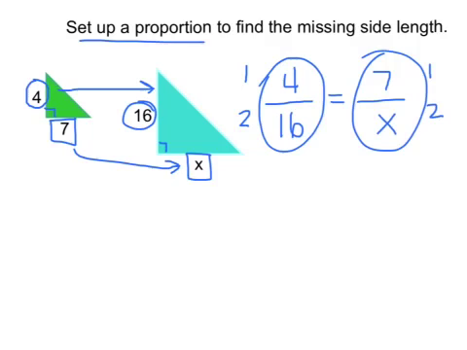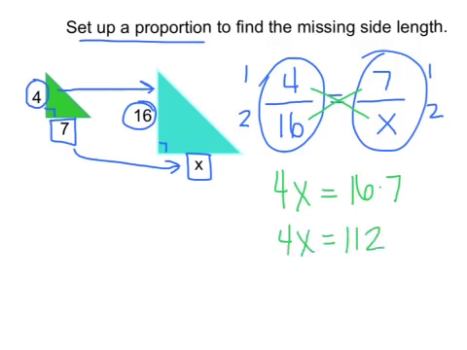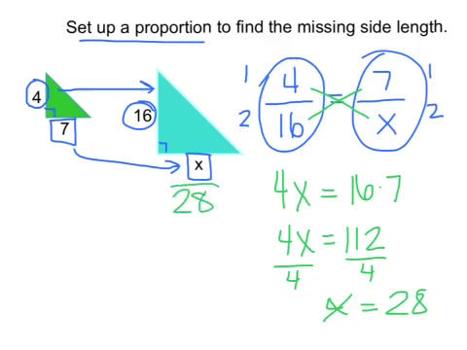And now, because we've worked with proportions in the past, we can simply solve this by cross multiplying. So 4x equals 16 times 7. 16 times 7 gets us 4x equals 112. And when we divide by 4 to both sides, we end up with x equals 28. So we can say that this side length is 28.